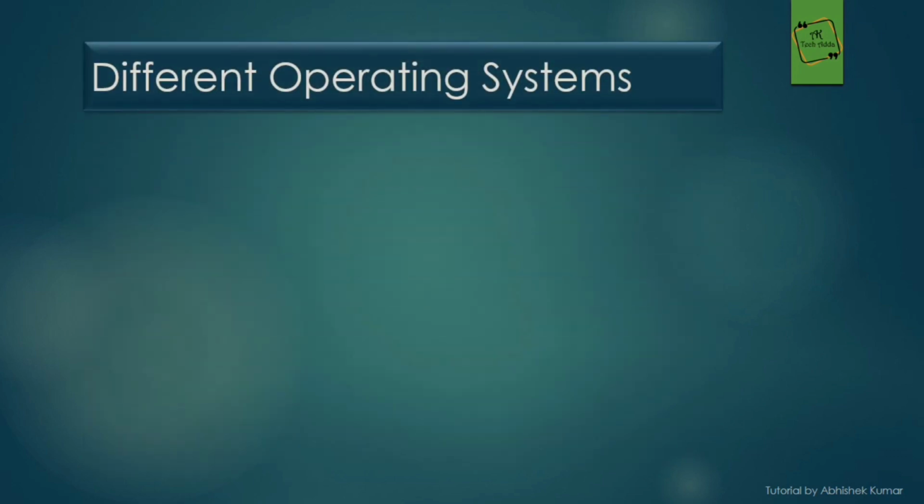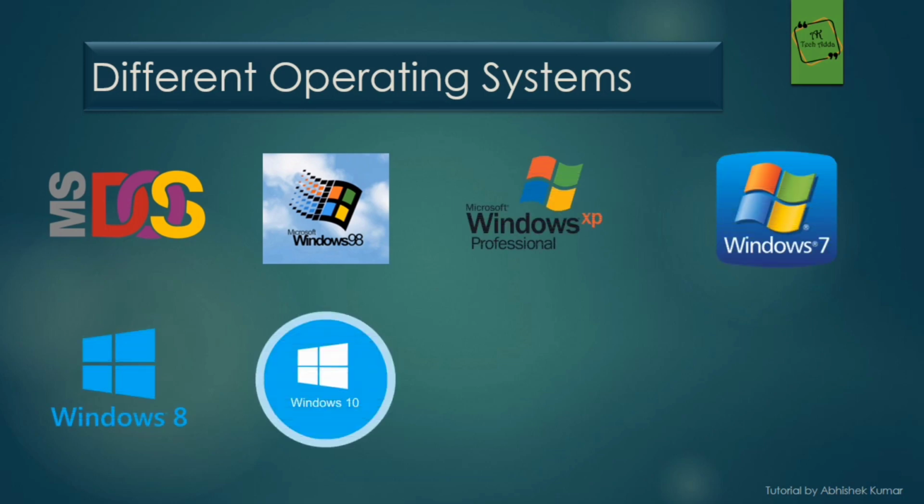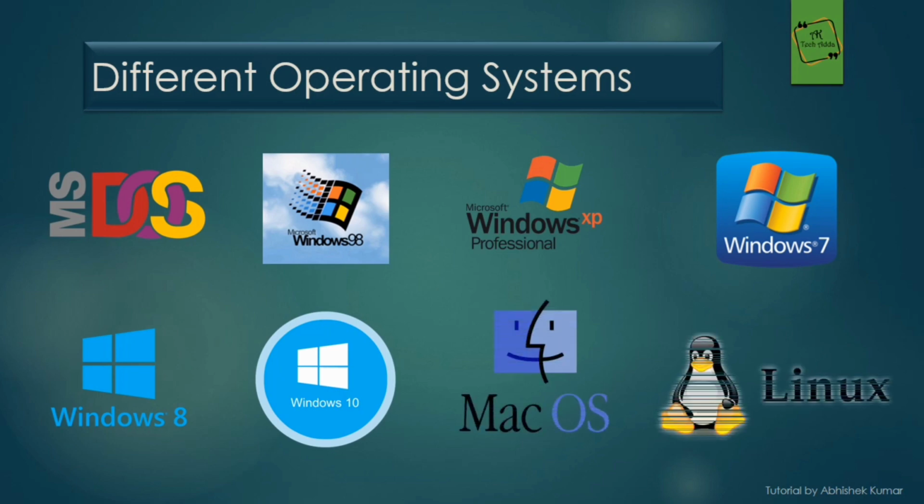So now let me show you different operating systems available. The first one is MS-DOS, that is Microsoft Disk Operating System. This is the oldest operating system by Microsoft. Then Windows 98 came. Again, it is an operating system by Microsoft. Later on, Microsoft released new updates like Windows XP, Windows 7, Windows 8, Windows 10 that we use nowadays. There are other companies also which have developed different operating systems like Mac OS by Apple, Linux that is developed by Linus Torvalds. Now, among these operating systems, Microsoft's one OS became very popular, that is Windows 7.